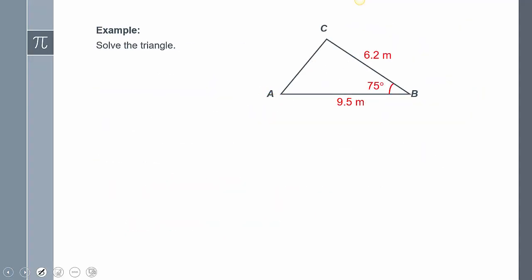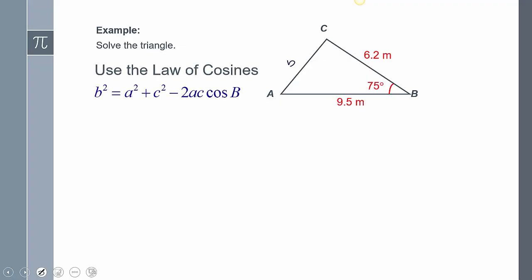Let's look at this one here. Let's find all the other missing sides and angles. So side angle side. Because it's side angle side, I know I'm going to use the law of cosines. The first side that I have to find is going to be b. So I could plug everything in. This is my c, this is my a, this is my angle B right here. So you just plug it in.